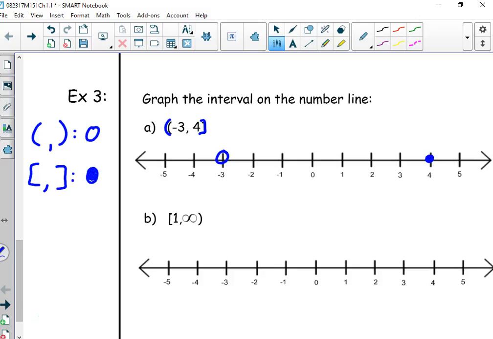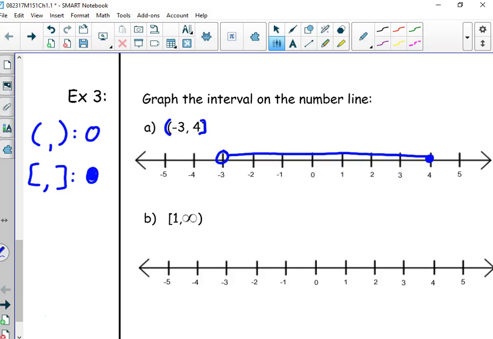And our interval goes between those 2 points, not including -3. So there's our whole interval: everything between -3 and 4, not including -3, but including 4. Okay, so the next example is the interval between +1 and infinity.